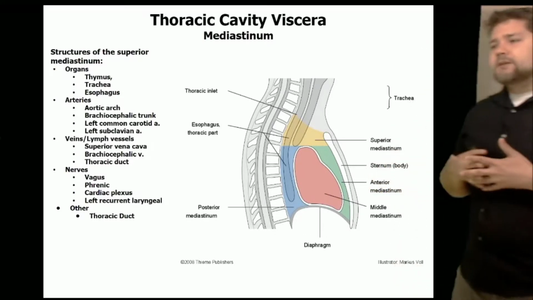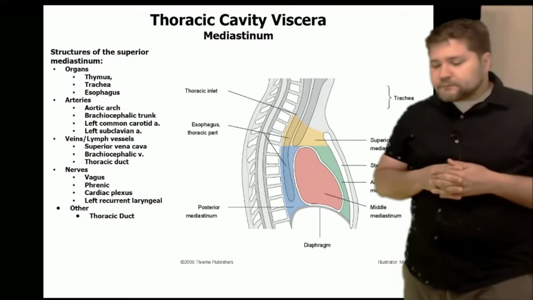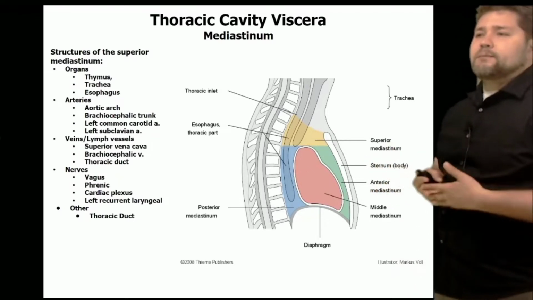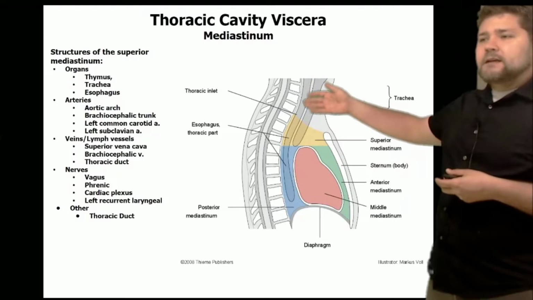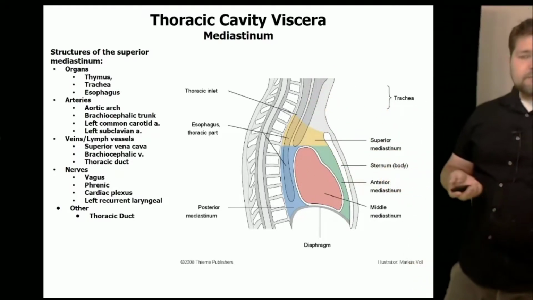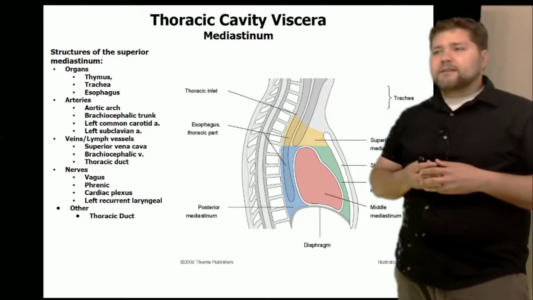So let's go ahead and first look at the superior mediastinum. The first things we want to look at are what organs you would find in the superior mediastinum, and that's going to be the thymus, the trachea, and the esophagus. The trachea we already looked at. We'll talk briefly about the thymus shortly.